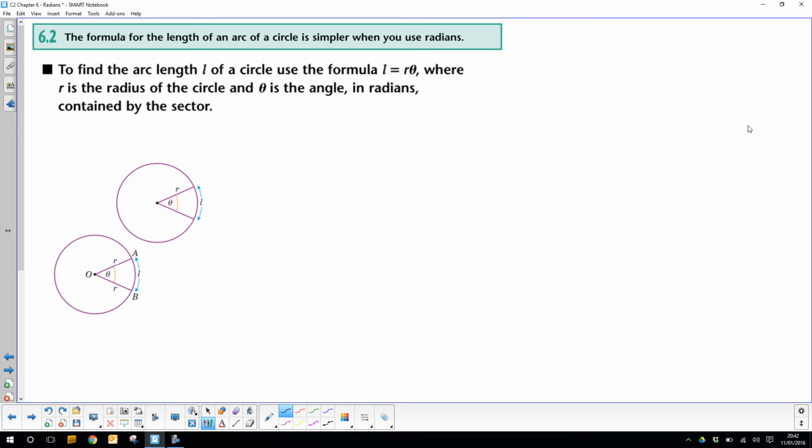So I'm going to start by saying the length L of an arc is theta, whatever the angle at the centre is, divided by 360 times the whole circumference of the circle. So that's 2 pi r. So if we're back in year 8 and we're doing arc length, that's how we do it. Now, of course, this is in degrees.